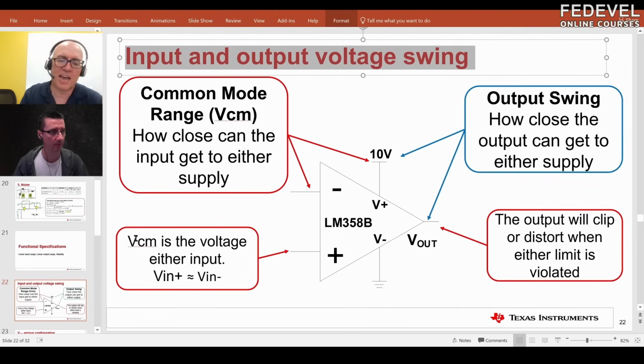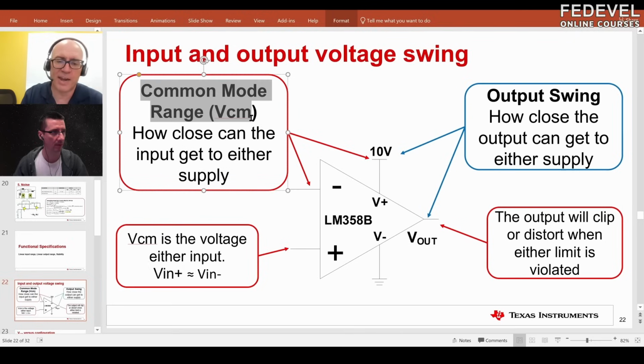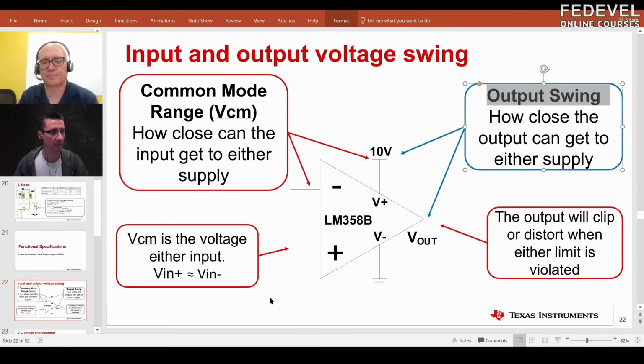There's what's called a common mode signal, and that's really the signal that's applied to the non-inverting input. That's the common mode signal. Because remember, there's a virtual short between these two inputs. So if you put 1 volt on the non-inverting input, then the inverting input will be pretty close to 1 volt, and the common mode voltage is basically 1 volt. And so there's a common mode range relative to the power supply, and there's an output range relative to the power supplies.